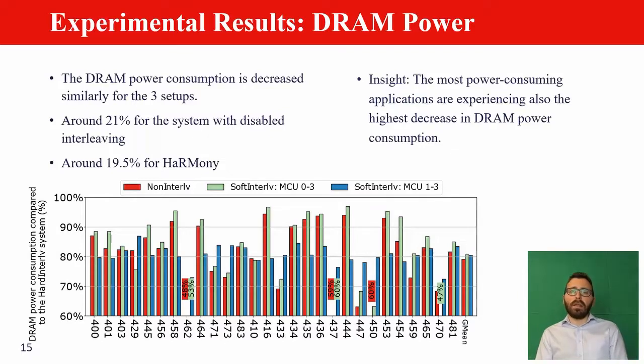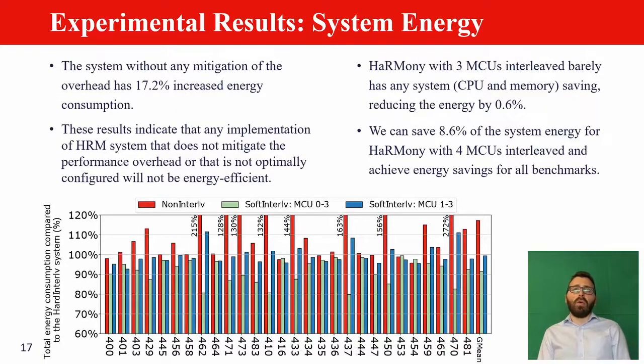It is interesting that the most power-hungry applications also have the highest decrease in power consumption. We observe that the total energy without any mitigation is 17.2% higher than with the system with the nominal parameters. This indicates that any implementation of heterogeneous reliability memory that does not mitigate the performance overhead of the interleaving will not be energy efficient. HaRMony with 3 memory controllers interleaved barely has any energy savings.